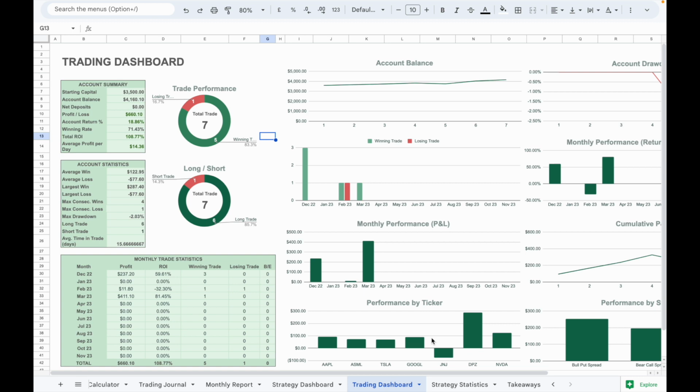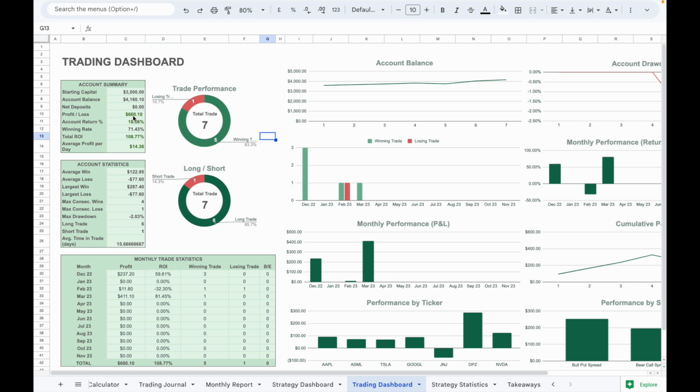The trading dashboard here shows an overall summary of my trading performance over the last 4 months, during which I took only about 7 trades with a 71% winning rate. I achieved a capital gain of over 18%, a total return on investment of over 108%, and a total profit of around $660, which I believe is a decent performance.